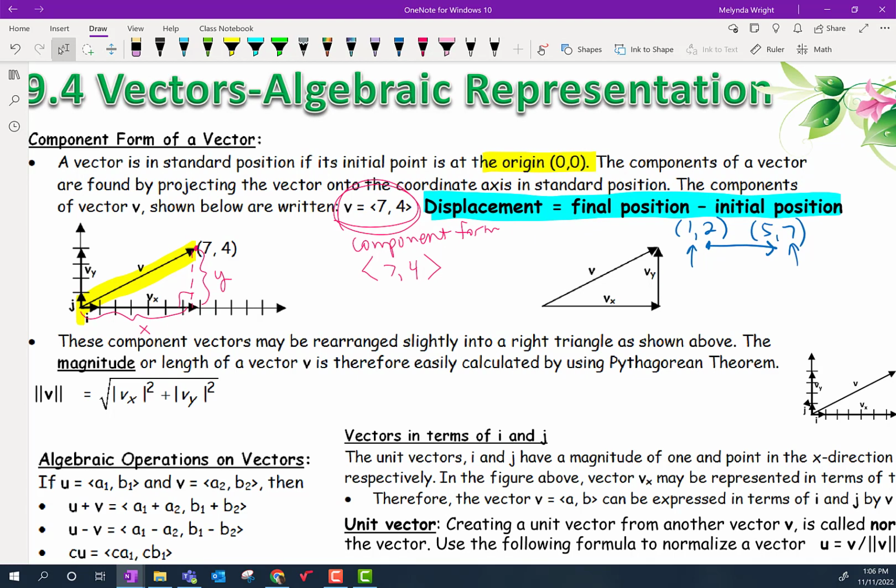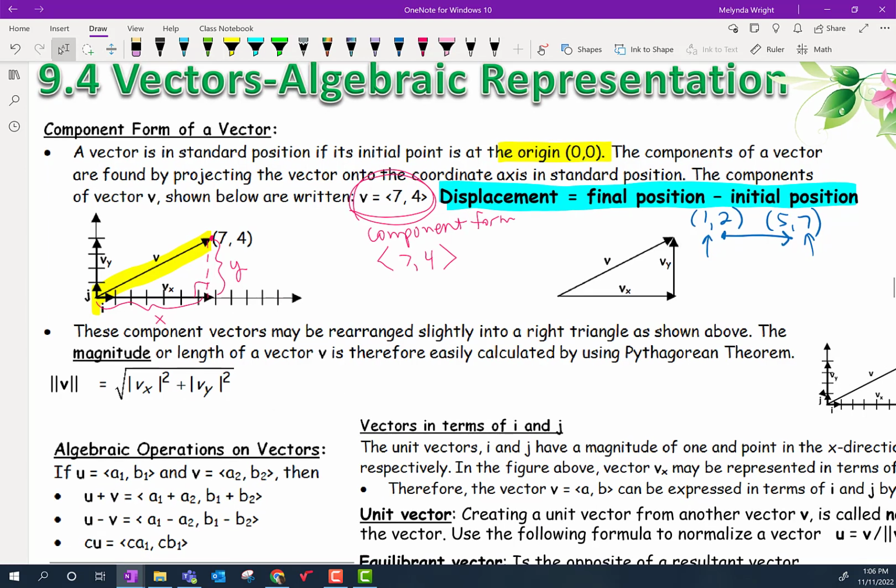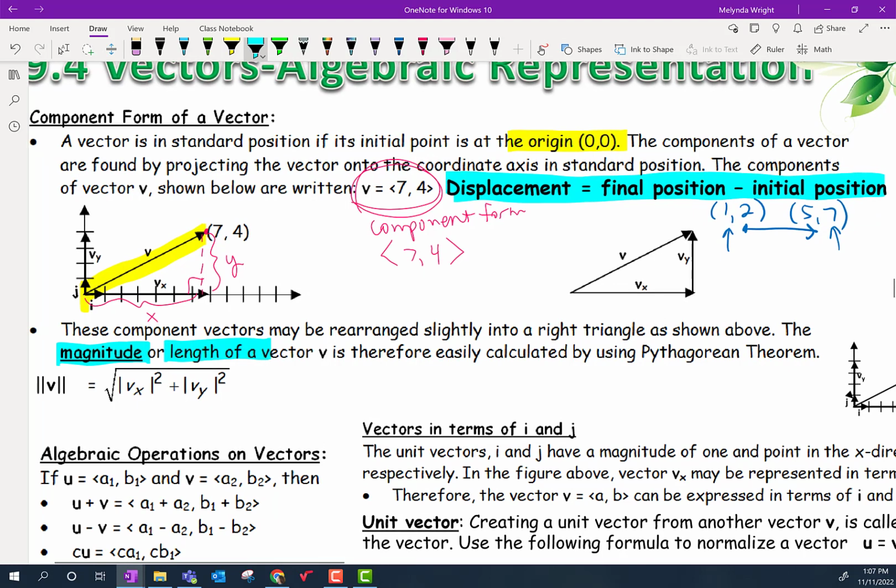So we can do something called, we talked about magnitude last time. Magnitude is the length of the vector. Let's take this vector that we have written up here. This is 4 spaces, this is 7 spaces. The magnitude is just the hypotenuse of the triangle. It's the length of the hypotenuse of the triangle. That's all the magnitude is. That's all this fancy formula means. It's simply the length of the hypotenuse.